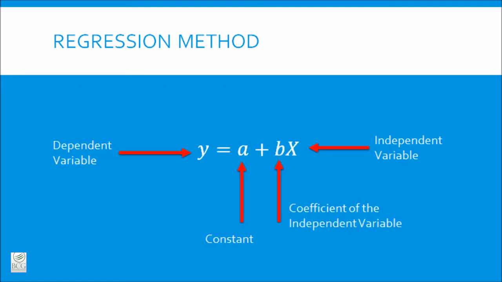Now here is presented the same formula, but it is different in the regression method because we use different terms. The total cost is the dependent variable. A is the constant, B is the coefficient of the independent variable, and X is the independent variable. Now A is the constant. Constant means it's just a fixed cost. Letter B is just a variable rate. We presented these statistical terms here in order for you to better understand the regression method.